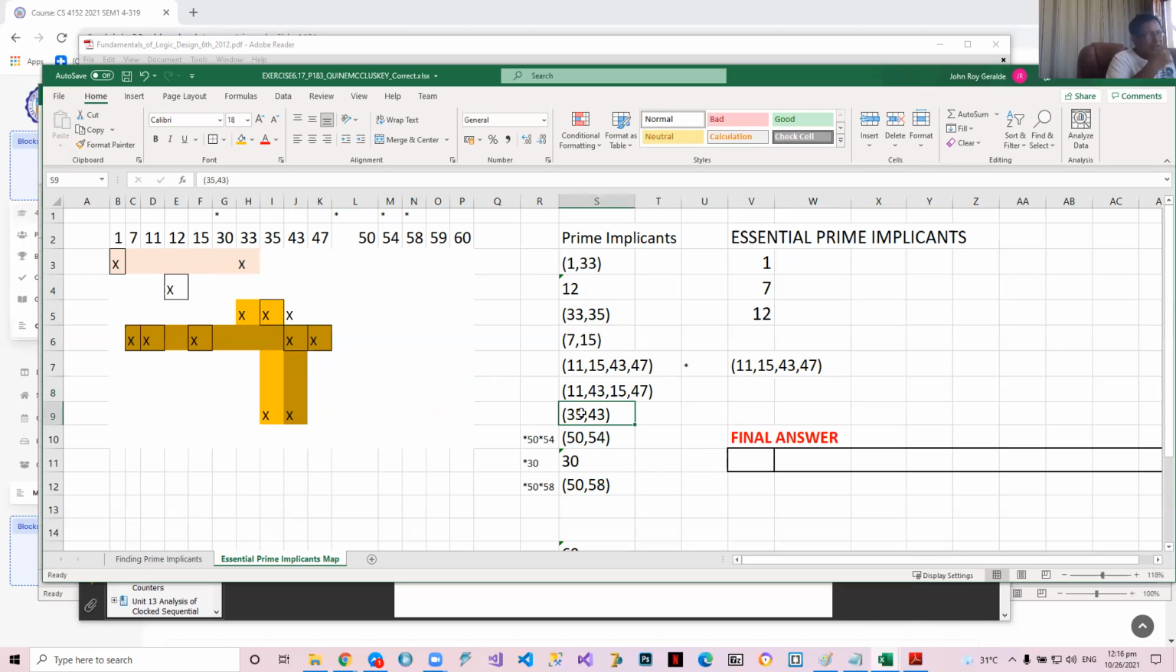35 and 43, we forgot to mark them. 43 should be marked. But anyway, it is already included here. This one will be included by this. It is included here, 43.